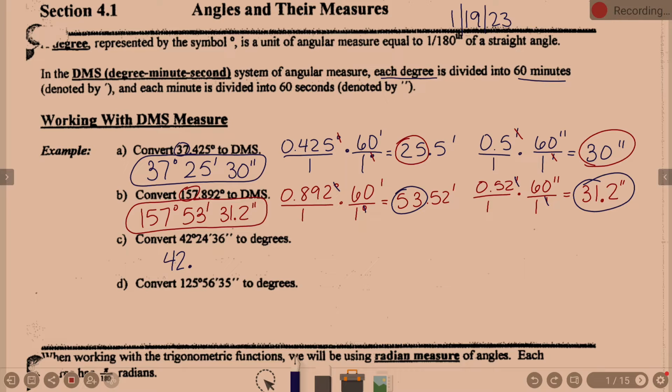Okay, so here's going to be my suggestion. We're going to have the 42 degrees, yes? And then we're going to have to do the 24 minutes, and we're dividing that by 60. When you take 24 minutes and divide it by 60, that's going to become degrees there. Plus, we're going to have to take the 36 seconds, and we're not dividing it by 60. We're dividing it by 60 squared, which is 3,600.